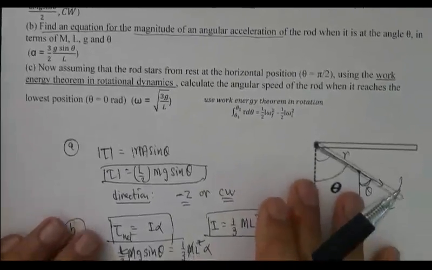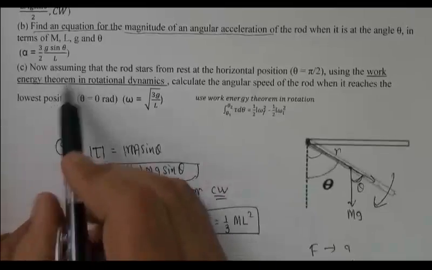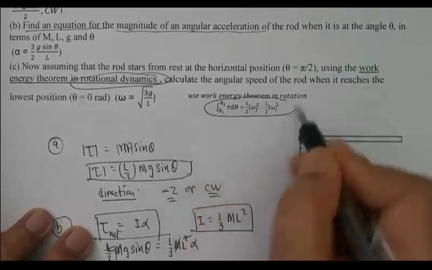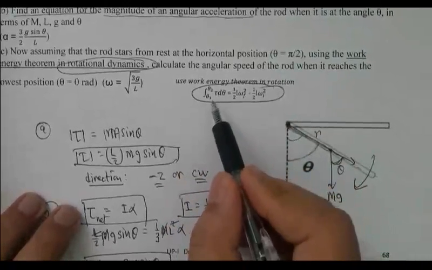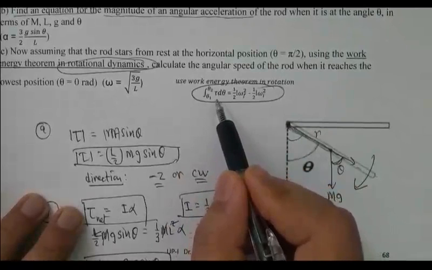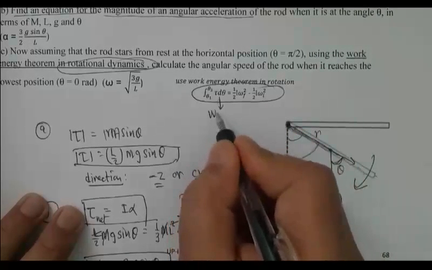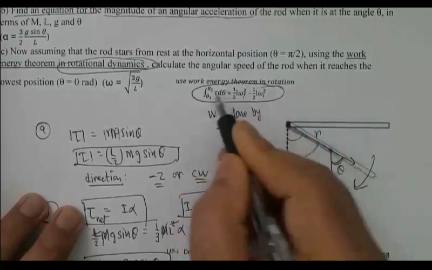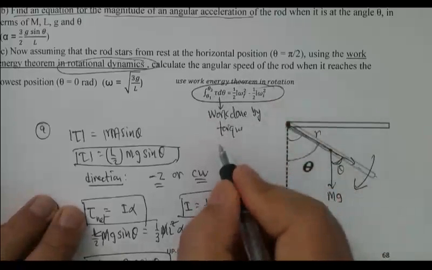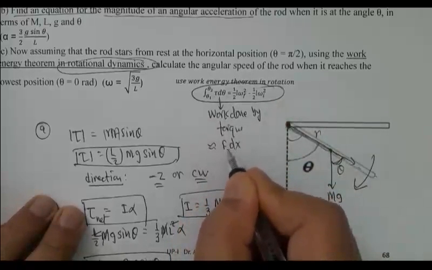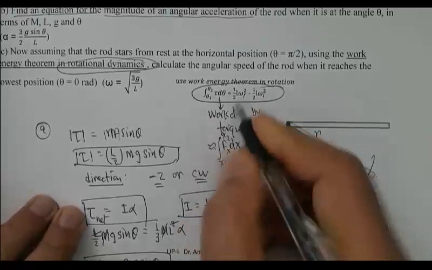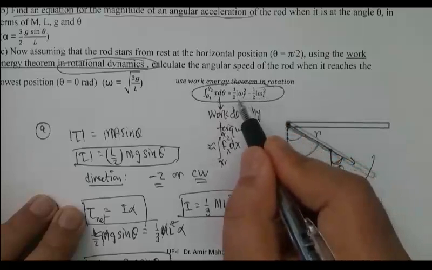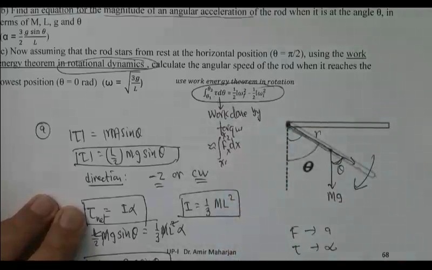But there's another way to calculate the same angular acceleration. You can use the work energy theorem in rotational dynamics, which is this. The work done by torque is torque times the angular displacement, just like F dx. It is equal to the change in rotational kinetic energy. Rotational kinetic energy is 1/2 I omega square.